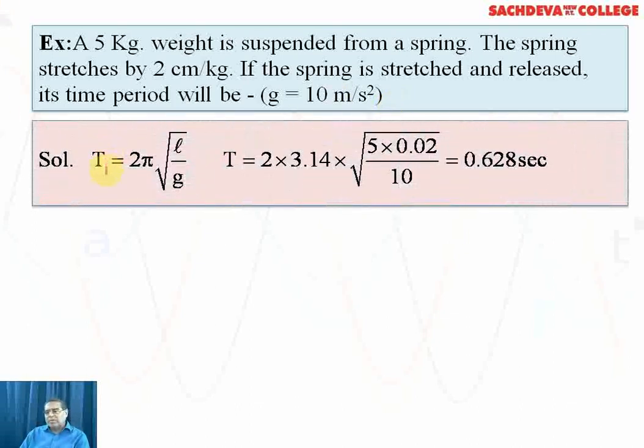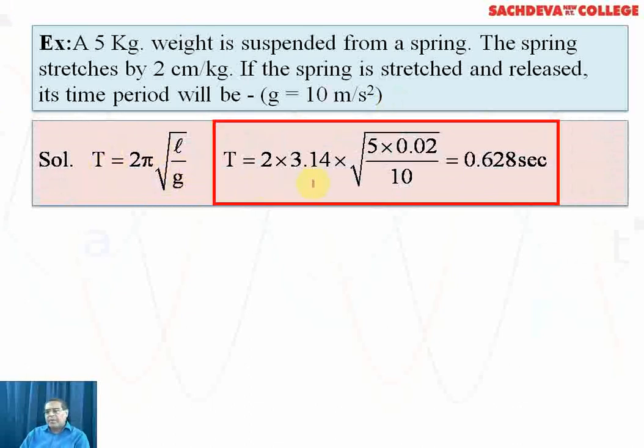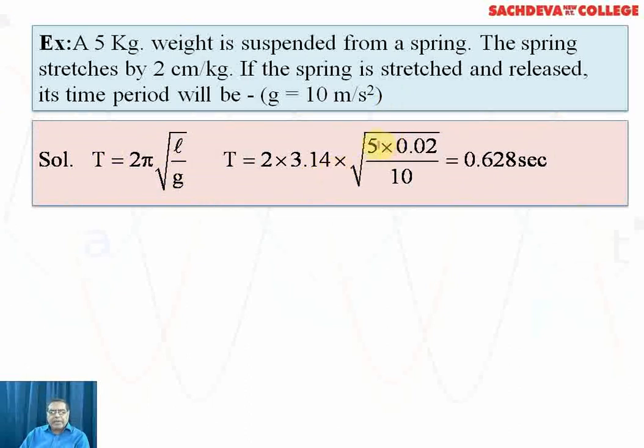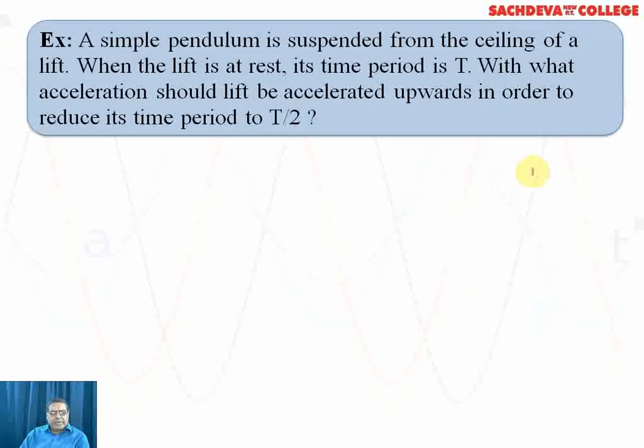Now, the main formula of the pendulum is 2 pi under root L over g. So 2 we have written as it is, pi is 3.14, under root L over g. g is taken as 10 and L will be in accordance with the statement 2 centimeter per kilogram. So 1 kilogram is 2 centimeter, so 5 kilogram will be 10 centimeter, and 10 centimeters divided by 100, so 10 over 100 means 0.1. Then it will become 0.1 divided by 10, and in all, the number will become 0.628 seconds after calculation.